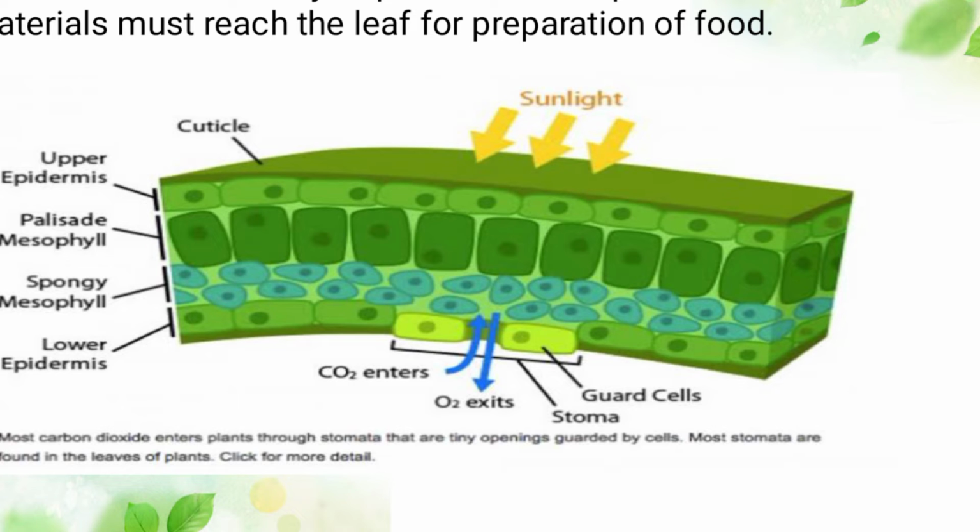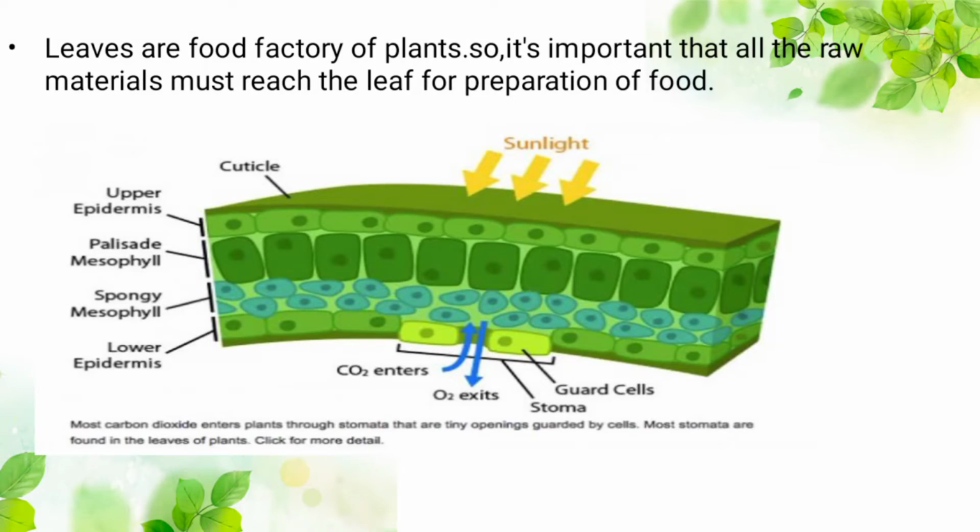Yes, very dark green dots are present in the cells, that is the upper epidermis and the palisade mesophyll cells. So you can see some dark green dots. Those dark green dots are nothing but the chlorophyll. Chlorophyll is a green pigment which is necessary for photosynthesis to take place.